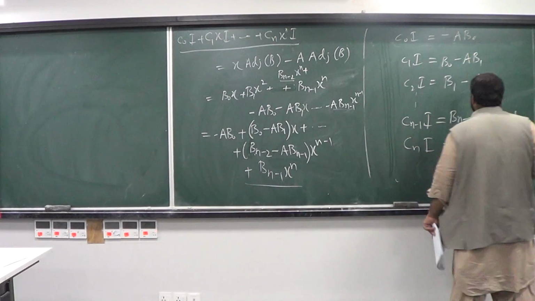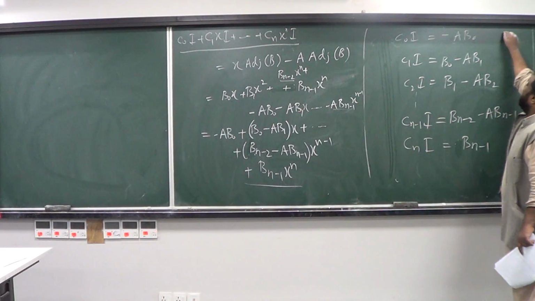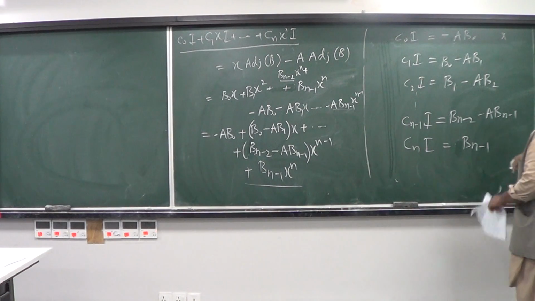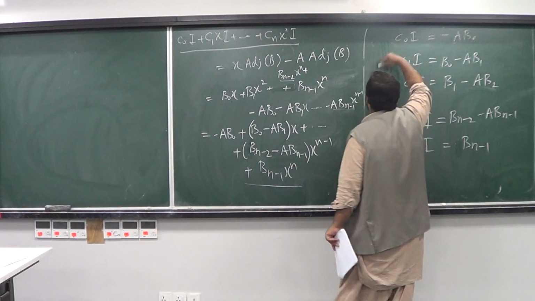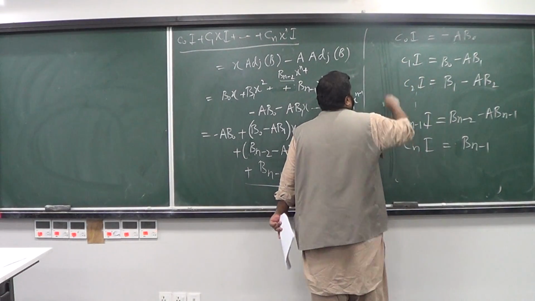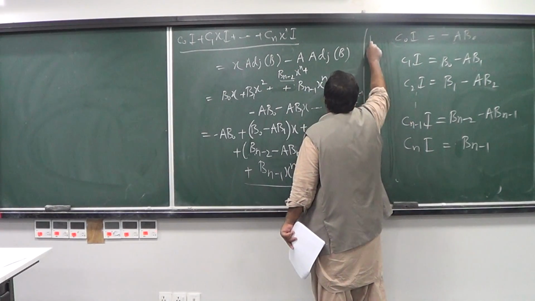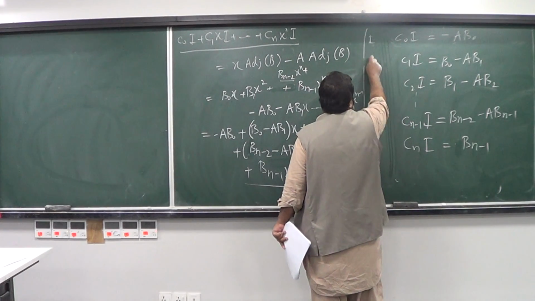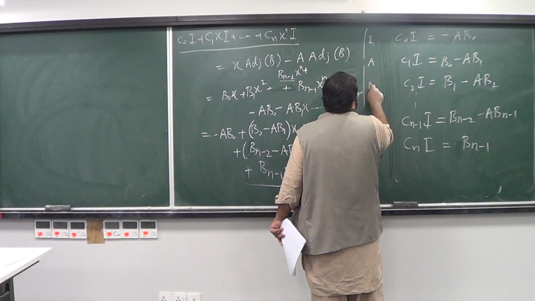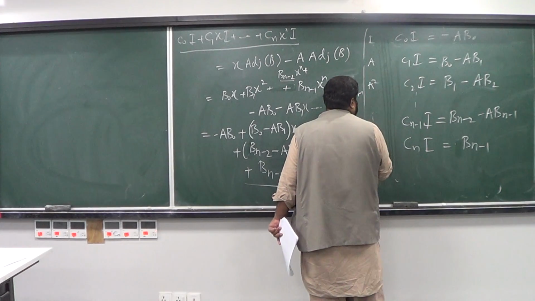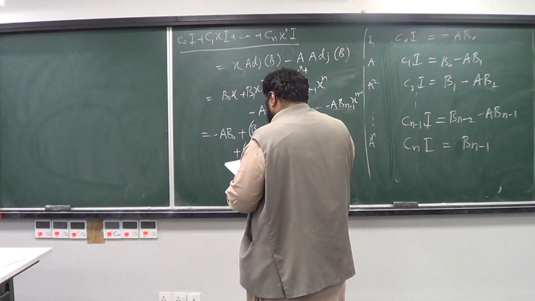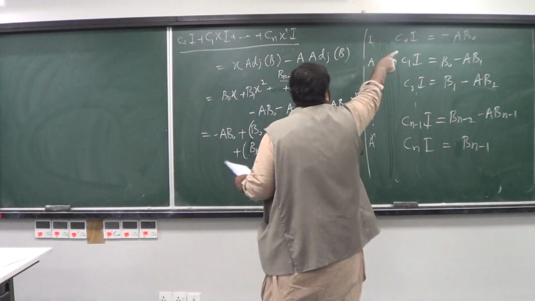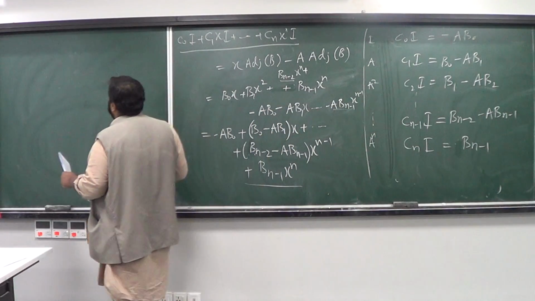Now, in this equation, let's do one step. Multiply the left hand side of this equation. In other words, take this equation and let's multiply it by the identity, this by A, this by A squared, and so on and so forth, and this by A to the power n. Okay? Let's do this.